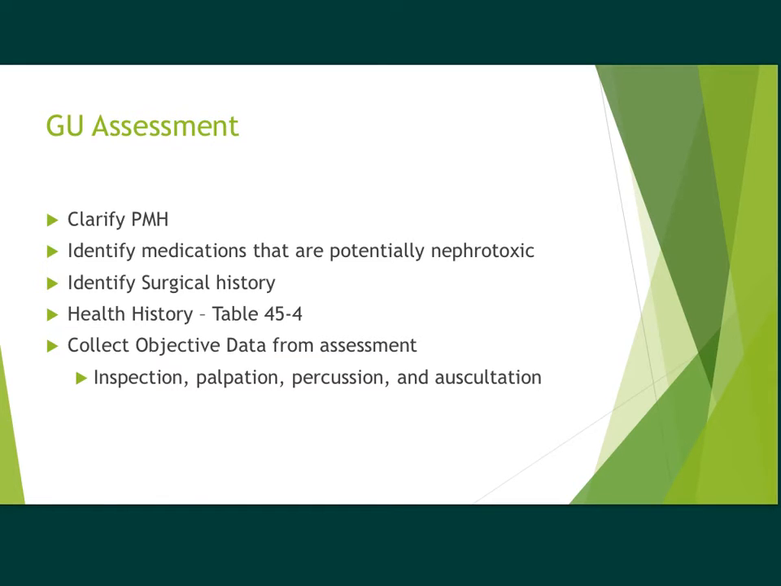When we look at the different ways that we can collect data for the assessment of the GU system, we always look at the different types of methods, such as inspection, palpation, percussion, and auscultation. And so obviously, if we're going to inspect, then we want to make sure that we inspect the skin. The skin tells us a lot about the renal or GU system. Is there pallor or paleness? Is there excessive bruising? Look at the mouth. Is there any type of ammonia breath odor or inflammation of the mouth?